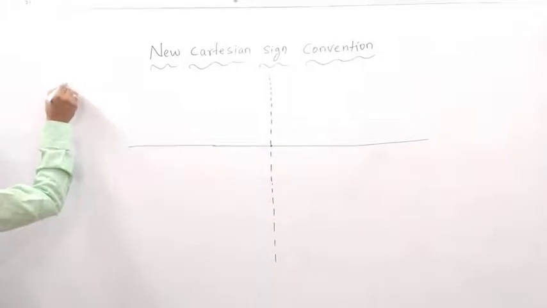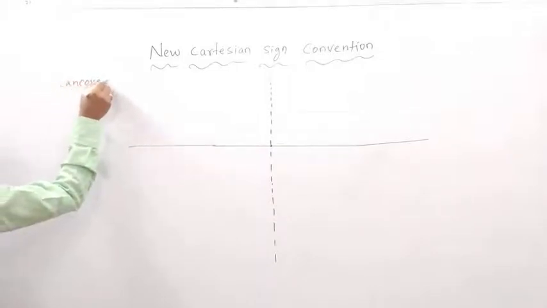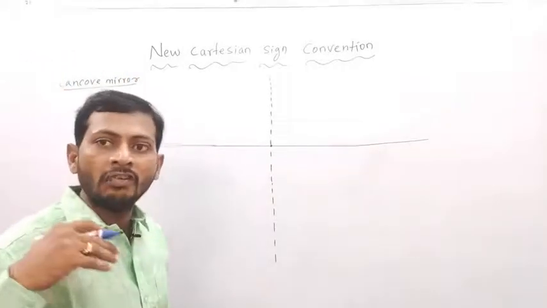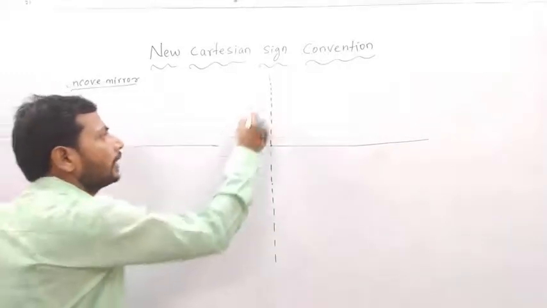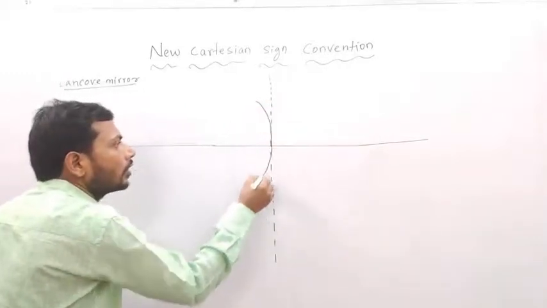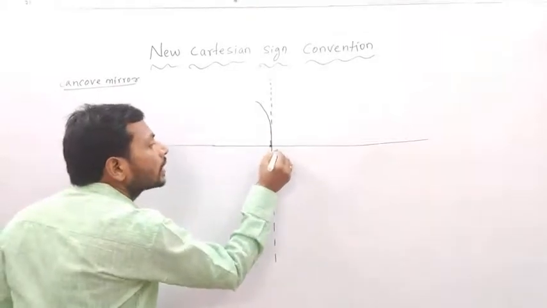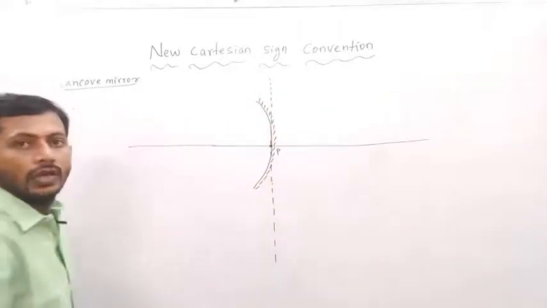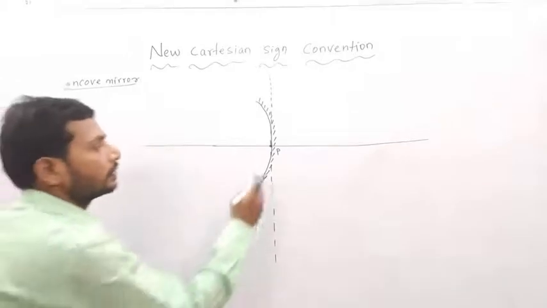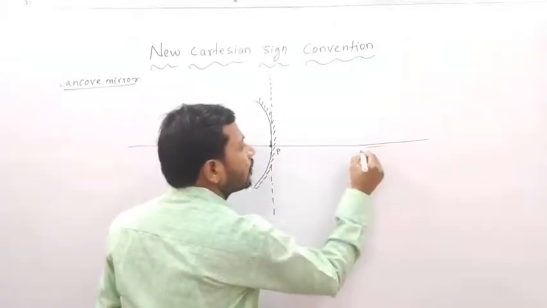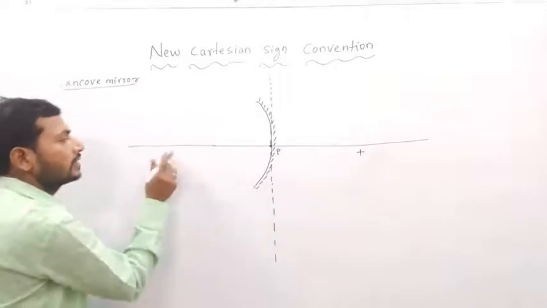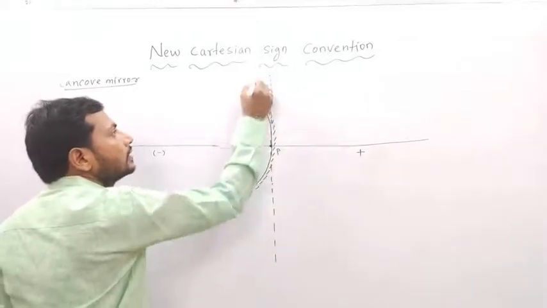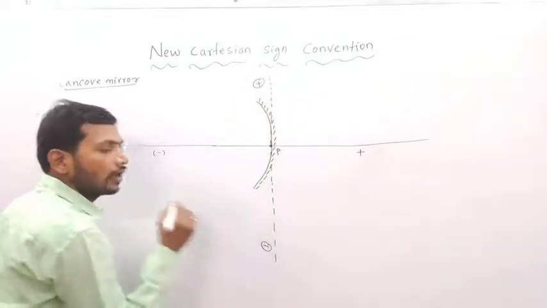Applying for the concave mirror, that's why I am writing here concave mirror. How am I going to apply? Whatever concave mirror is given to you, simply keep that mirror at the origin. The pole of the mirror should be at the origin. This is the concave mirror, meaning the back side is colored. In this graph paper, this axis is the positive axis and this axis is the negative axis. Above this y-axis is positive and below is negative.